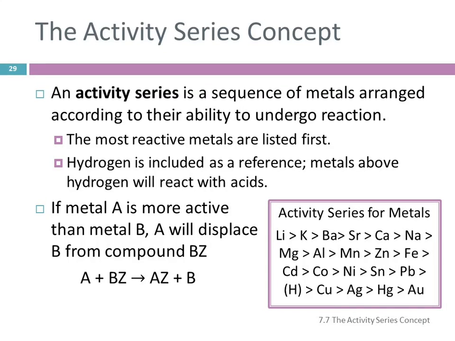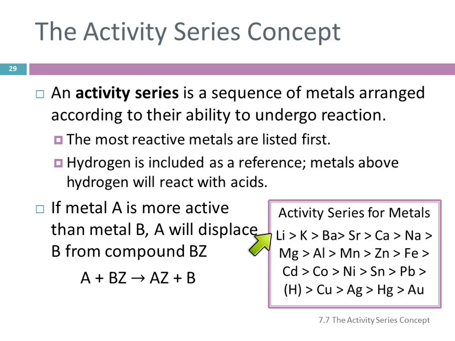One of the things we need to think about when we are looking at types of reactions and predicting what happens is what is known as an activity series. An activity series is a list of metals arranged according to their ability to undergo reaction. So we list the most reactive metals first, and hydrogen is included in here, even though it's not a metal, just as a reference, because that helps us to predict if the metals will react with acid or not. So here is an activity series for metals.